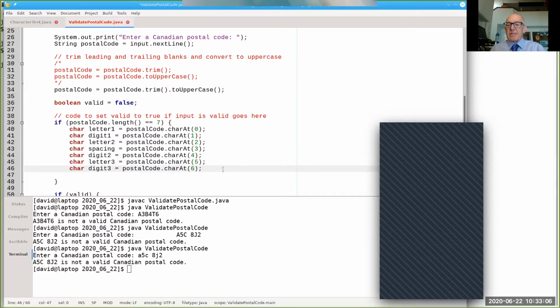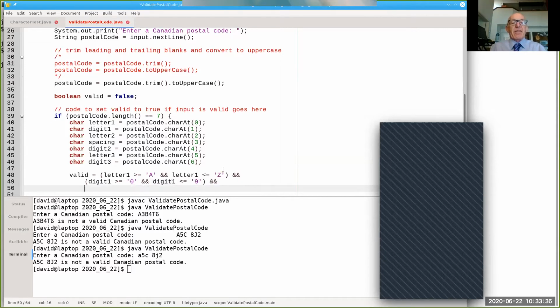Okay. Now I'm going to do this with one big honking Boolean expression. Valid is the result of evaluating this. Letter 1 greater than or equal to A, and letter 1 less than or equal to Z, and digit 1 greater than or equal to 0, and digit 1 less than or equal to 9. And do I want to, yeah, well, let's keep going on this here. Letter 2.